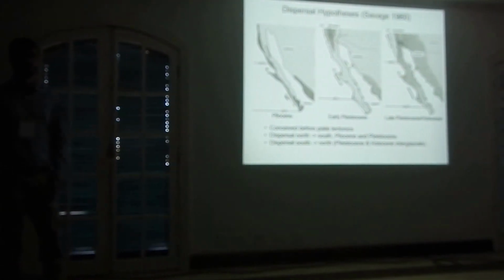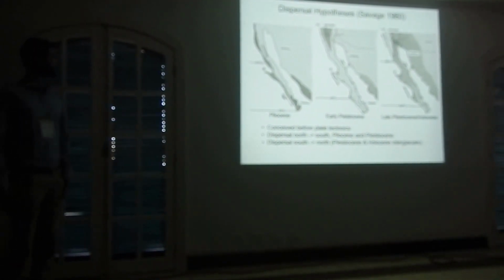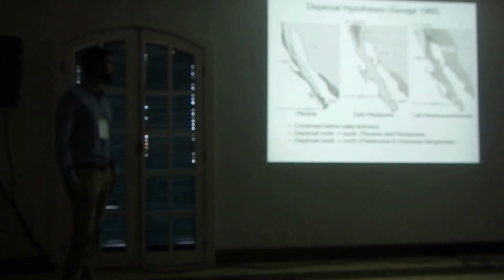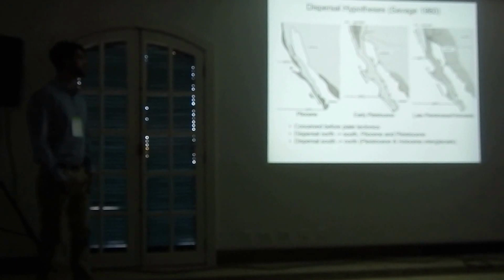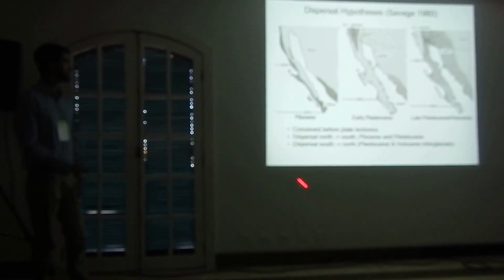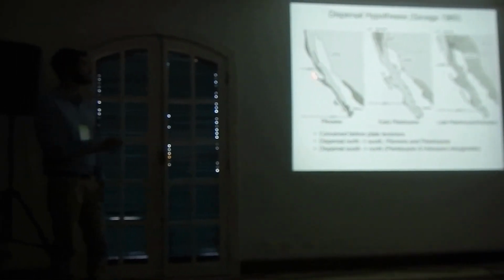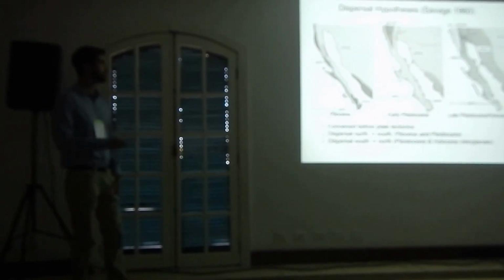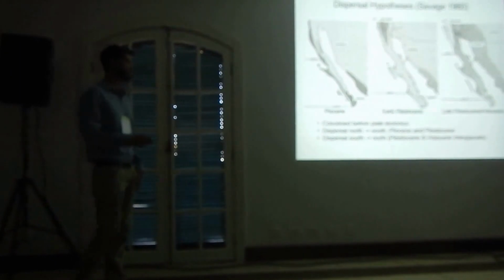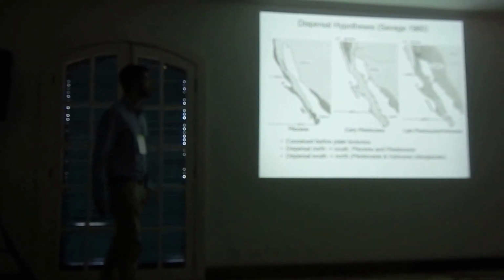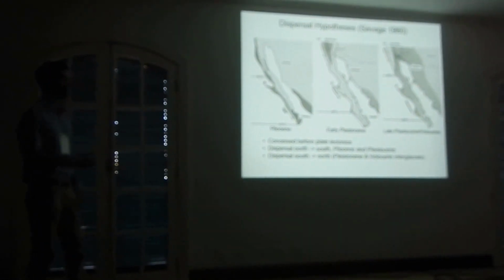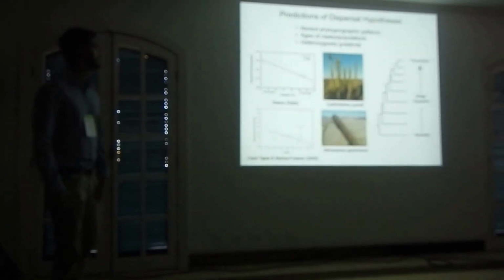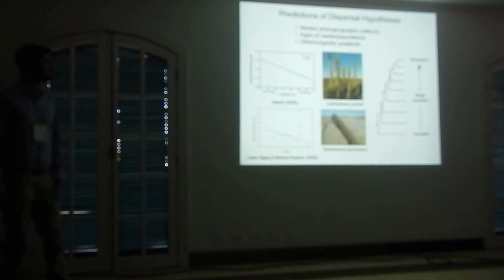Before plate tectonics was discovered, all the hypotheses about the biogeography of the peninsula revolved around dispersal. Savage in 1960 hypothesized that during the early Pliocene you had north to south dispersal from the continent of North America into the peninsula, whereas in the late Pleistocene and in the Holocene you have some northern range expansions related to glacial cycles. So these hypotheses can be tested.